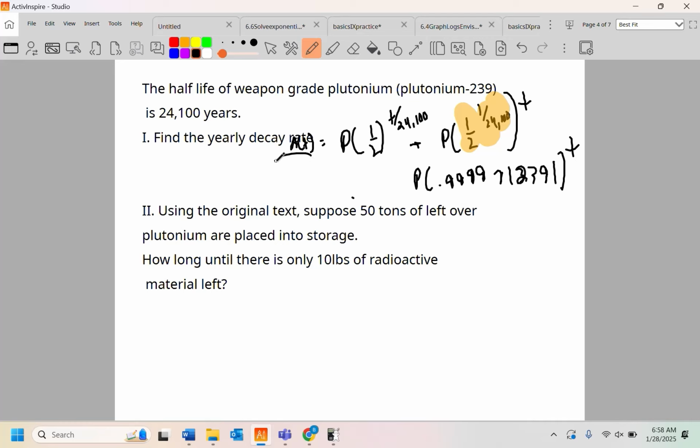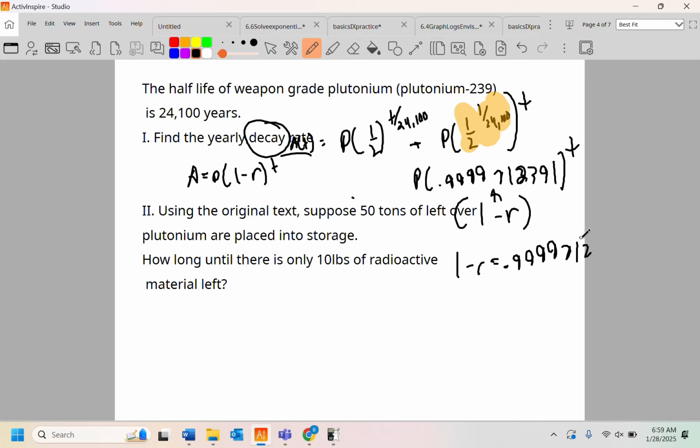Now, find the yearly decay rate. Well, this is decay. Decay by default is the principal times 1 minus r to the t. This is why there's a half in there, because we are losing 50%. So 100% minus 50% is a half. So we're just going to do this lineup process that a couple of y'all have started accepting in your heart. 1 minus r equals 0.9999712391. And that's as simple as just taking away from 1.